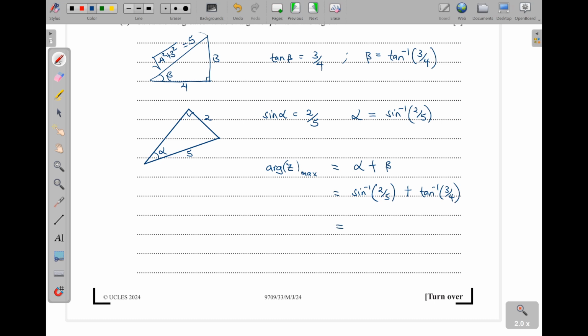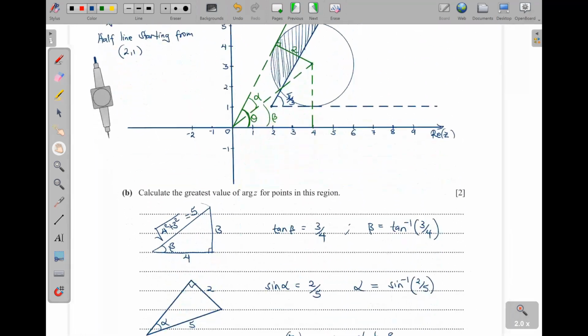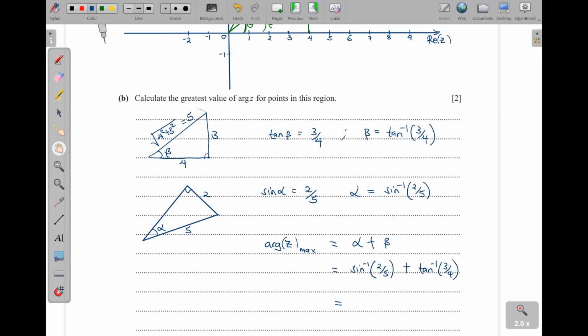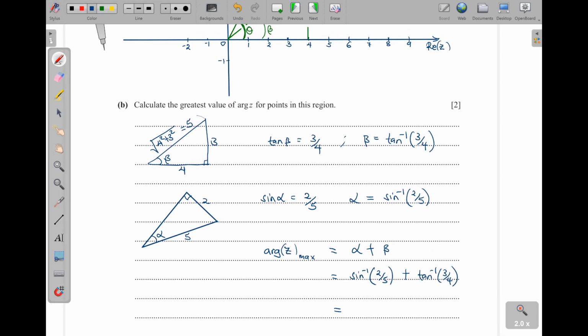So putting all of this together in the calculator, since they never told us whether we should put our answer in degrees or in radians, I can put it in any form that I want, either degrees or radians. Okay, so on the calculator, my calculator here is in radians, so I will say arcsine of 2 over 5, then plus the arctan of 3 over 4. So it gives me 1.06. That is to 3 significant figures. This one is in radians.